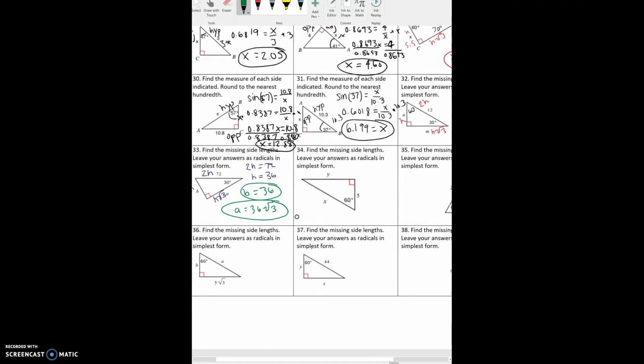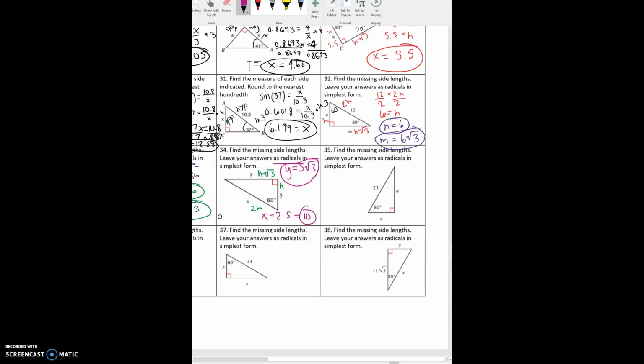Find the missing side lengths. Leave your answers as radicals in simplest form. 30, 60, 90. H square root 3, 2h. Y is going to equal 5 times the square root of 3. And x is going to equal 2 times 5, which is 10.